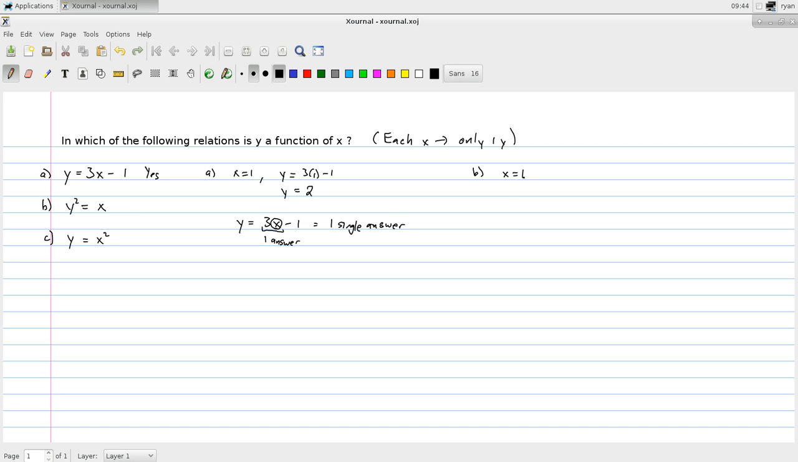Say we plugged in x equals 1. This tells us that y squared equals x. Now, to solve for y here, we could use the square root property, take the square root of both sides. But you've got to keep in mind when you do this, you've got to put a plus or minus.